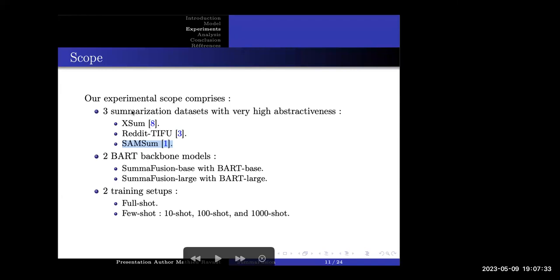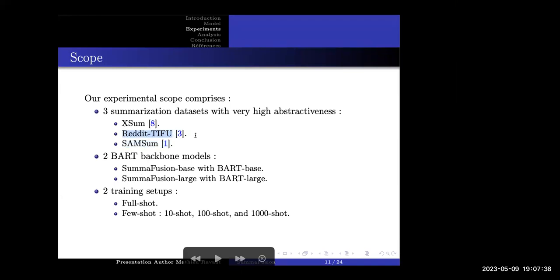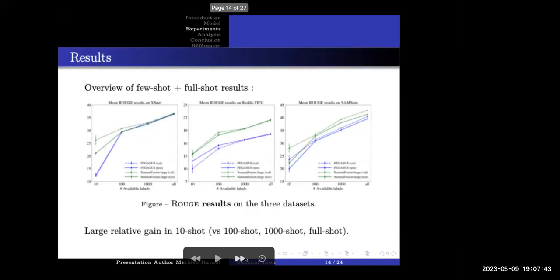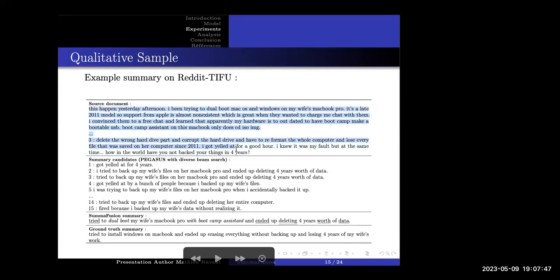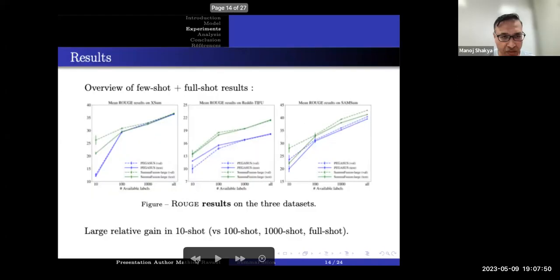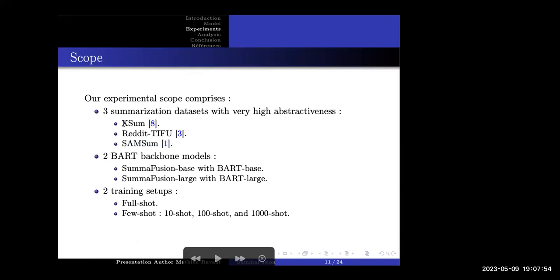XSum is news summarization. Reddit TIFU is social media or blog post summarization. So the text is very different, and this is very different from a news article, right? It's not the same language at all. And the last one is conversation summarization. So once again, basically 3 very different subtasks in summarization. Summarization is very broad, but here we have 3 datasets each covering one kind of summarization: news, social media, and conversation.